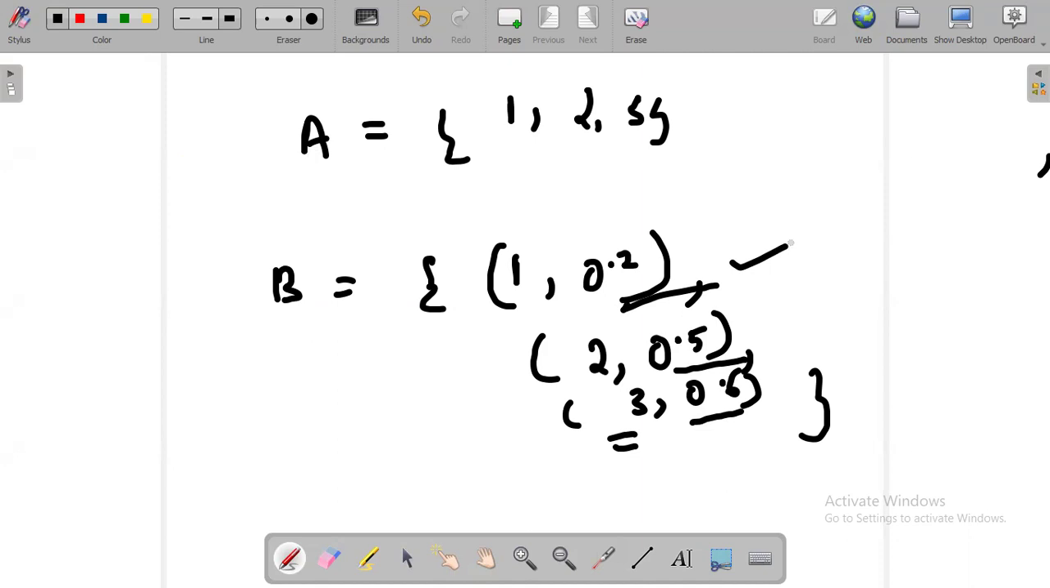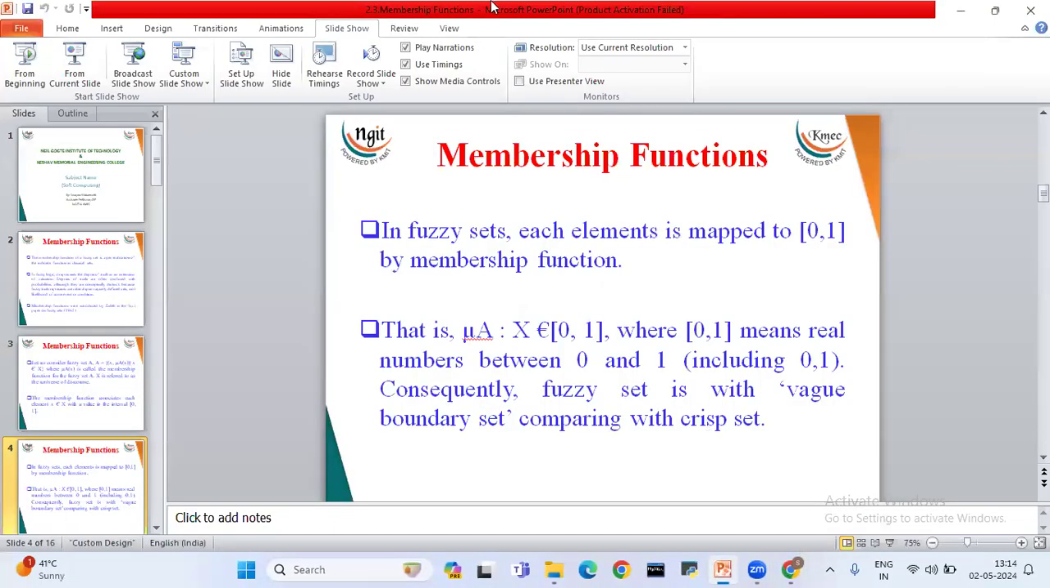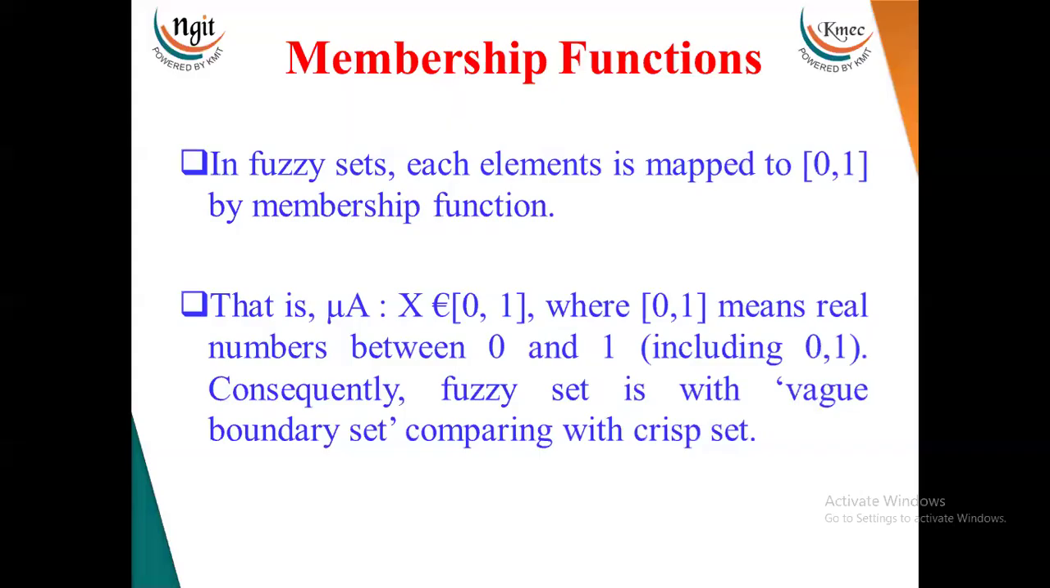What the different types of membership functions are, and how we can use them to calculate these membership values, can be learned in this video. Before starting, please remember that these values range from 0 to 1, including 0 and 1. I won't say that you have to exclude 0 and 1. You have to include 0 and 1.